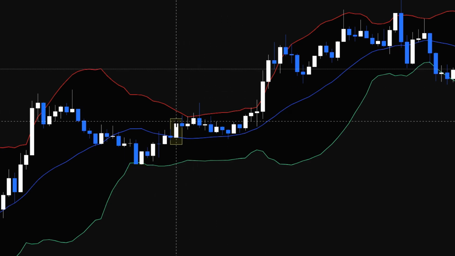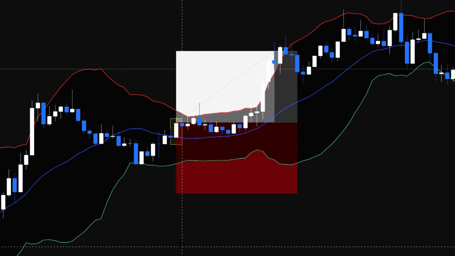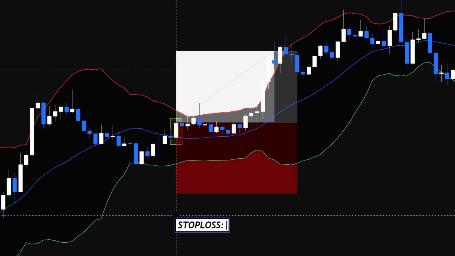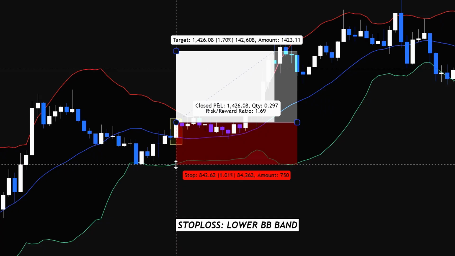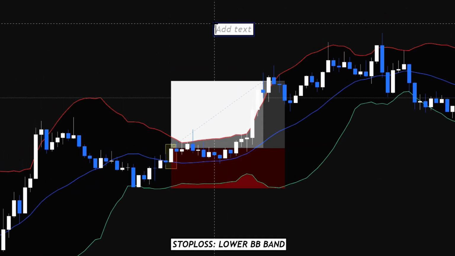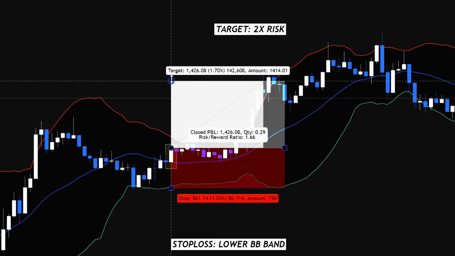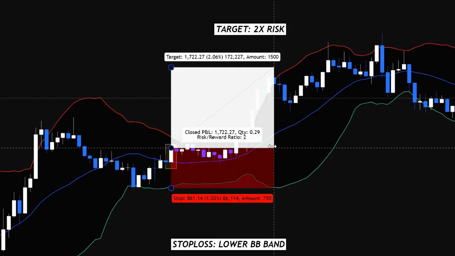Now where do we put your stop loss? Your safety net? You're gonna place that just below the lower Bollinger Band line where the price bounced from. And for taking profit, we're gonna use a simple 1 to 2 risk to reward ratio. Basically, whatever amount you're risking on the trade, the target is set to make twice that amount back. Okay, so that was buying when the market's heading up.